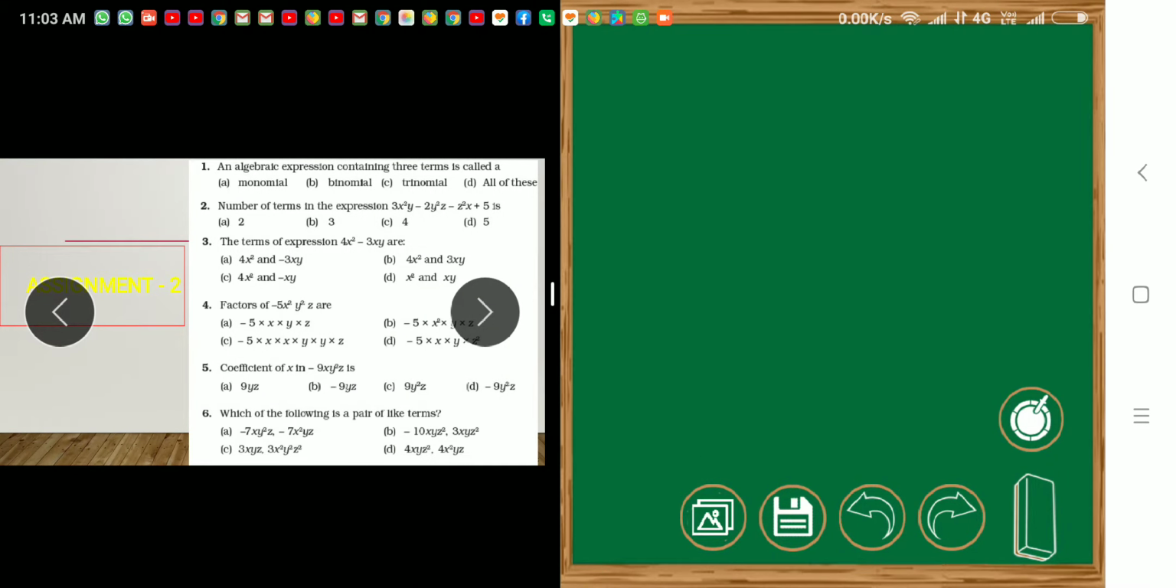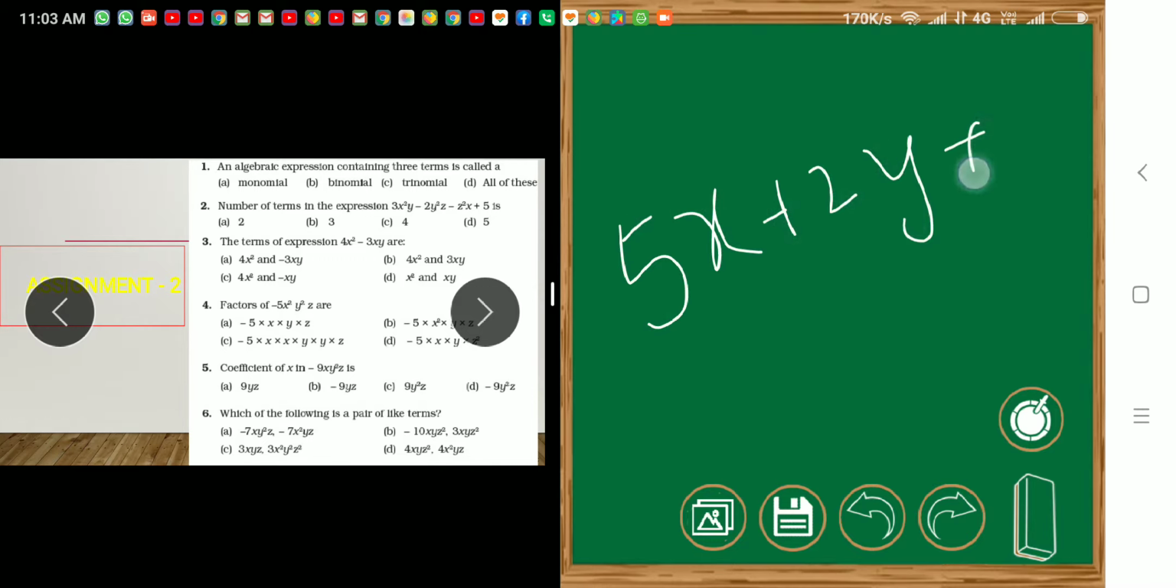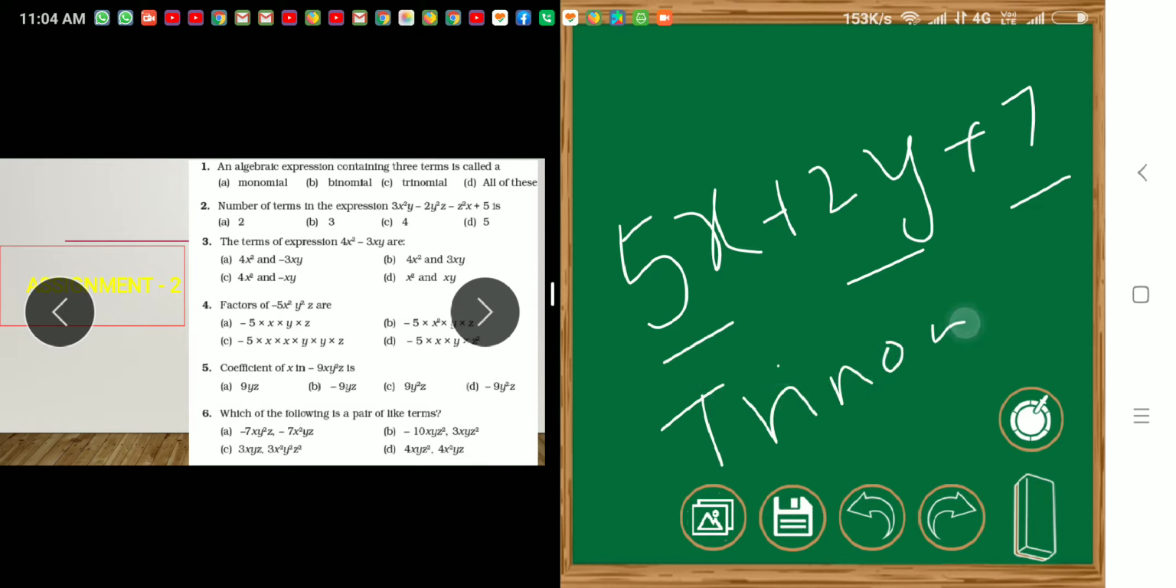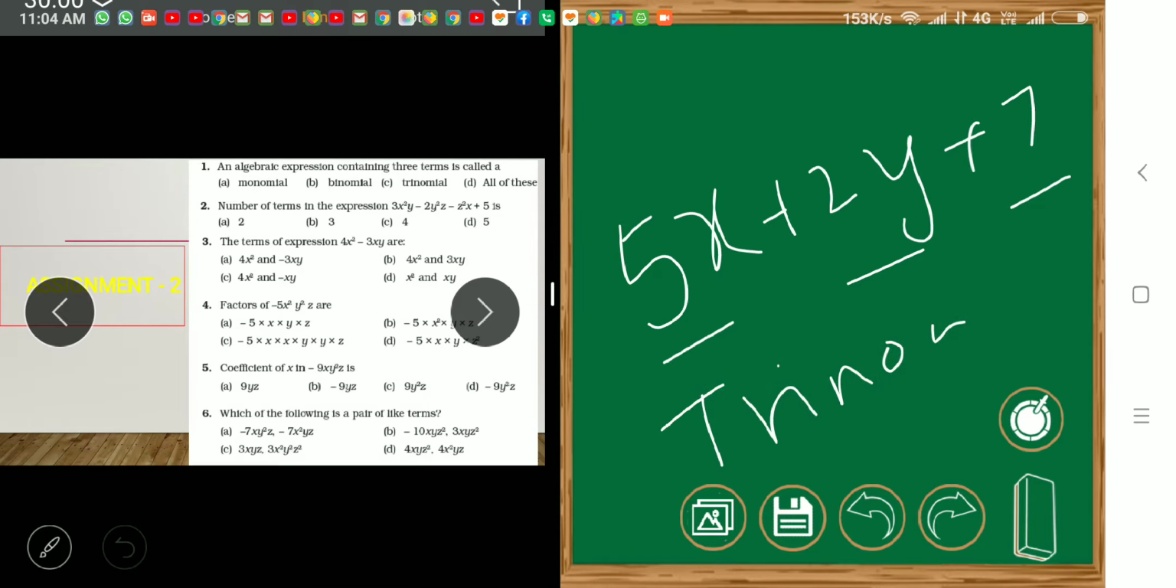Here we have some assignment questions. An algebraic expression containing three terms is called... If an algebraic expression has three terms, for example, 5x plus 2y plus 7, three terms: 1, 2, 3, it is called a trinomial. So the answer is trinomial.